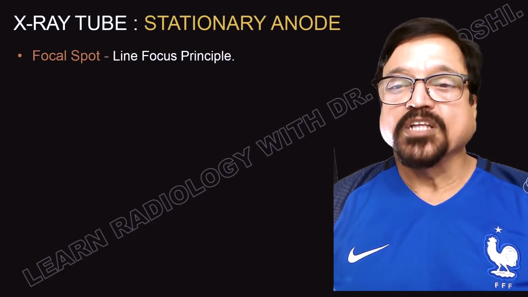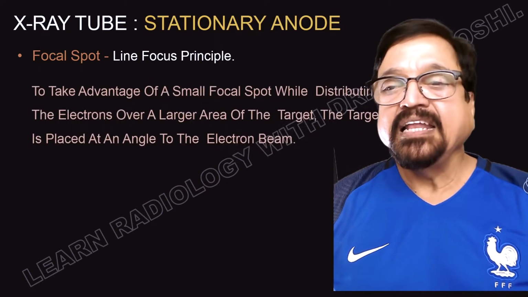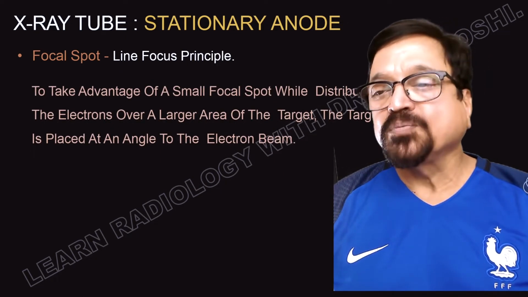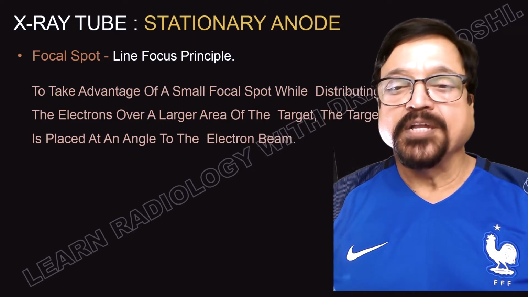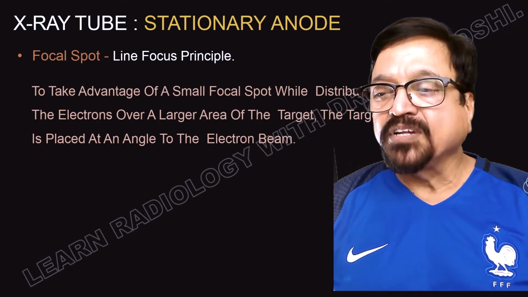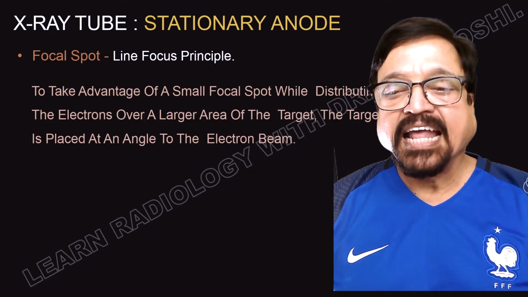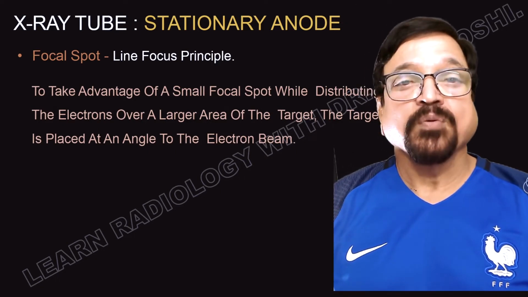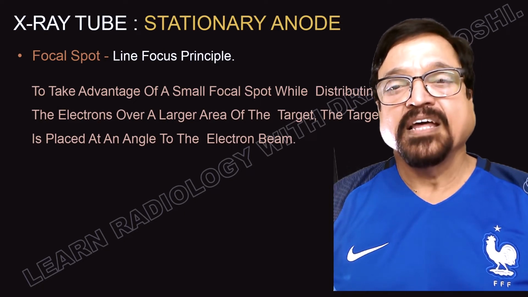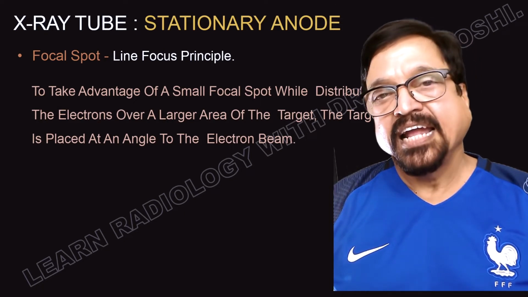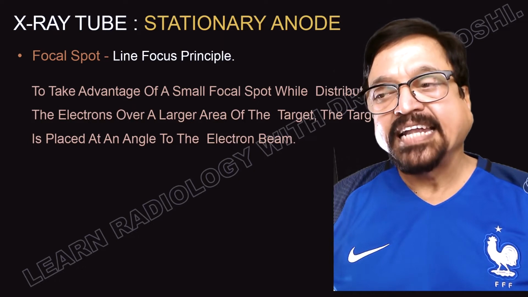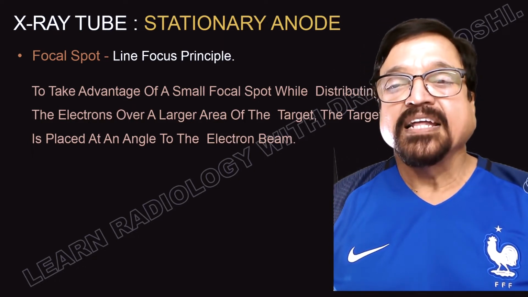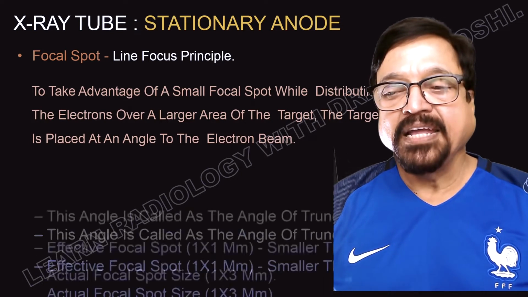Now further on the focal spot, there is the line focus principle. What is it? To take advantage of a small focus spot while distributing electrons over a larger area, the target is placed at an angle to which the electron beam hits or bombards. That is what we have seen. When we saw an anode, there was a wedge, there was a slanting. So that shape is given so that the line focus principle can be achieved.